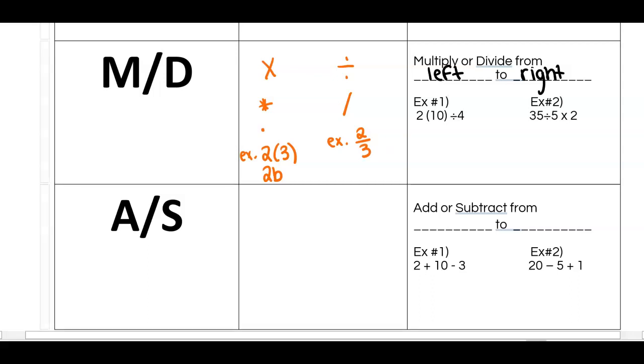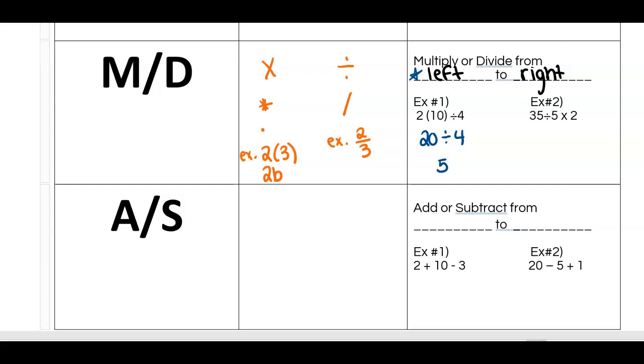So for some examples, let's say you have 2 parentheses 10, that means 2 times 10, then divided by 4. What order do we work in? Always go from left to right if you have both multiplication and division. So in this case, you're going to multiply first. 2 times 10 is 20. Then you'll divide by 4. 20 divided by 4 is 5.